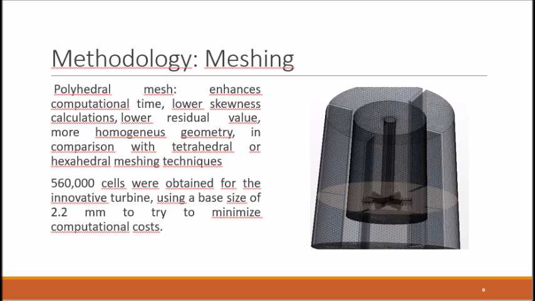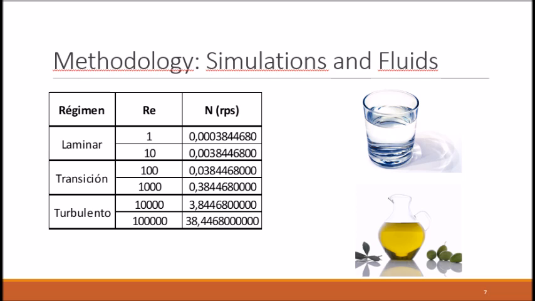At the end, 560,000 cells were obtained for the innovative turbine using a base size of 2.2 millimeters on the impeller. This cell number was the one that was expected. We were expecting a number of more or less 500,000 to be able to minimize computational costs and not have simulations that would last too long.